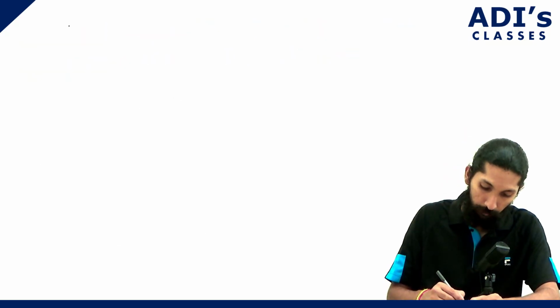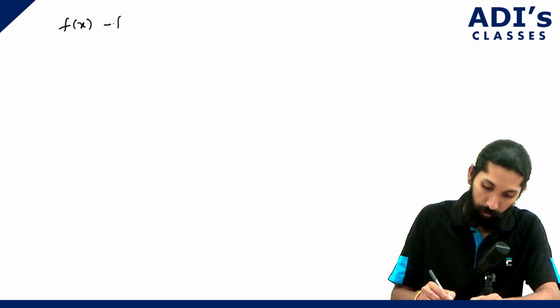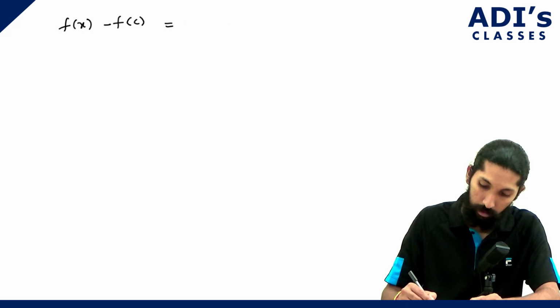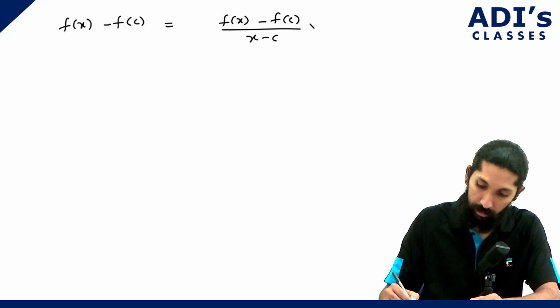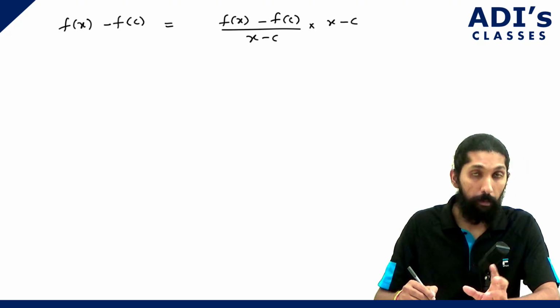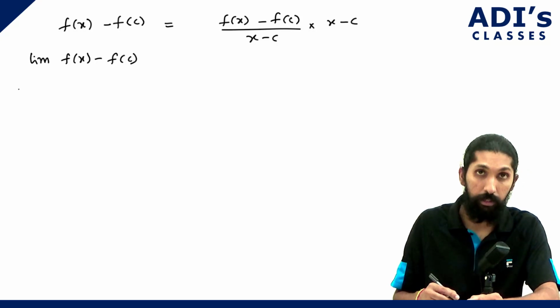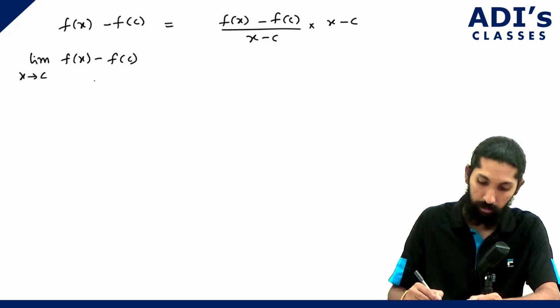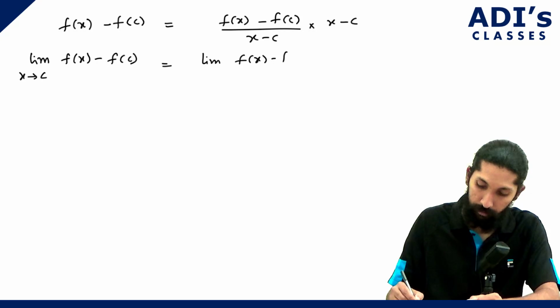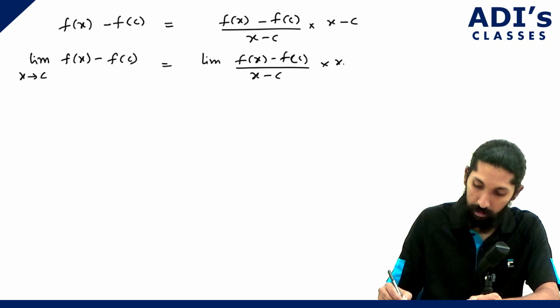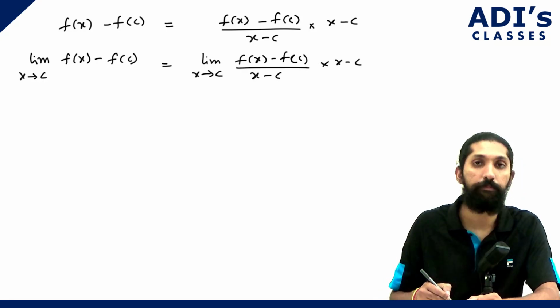So what do we get now? f of x minus f of c is nothing but f of x minus f of c by x minus c times x minus c, correct? Apply limit on both the sides. Limit of f of x minus f of c as x tending to c is equal to limit of f of x minus f of c divided by x minus c times x minus c, but limit is extending to c.